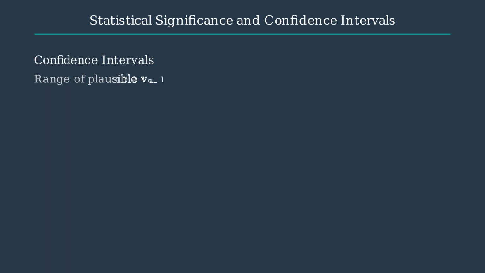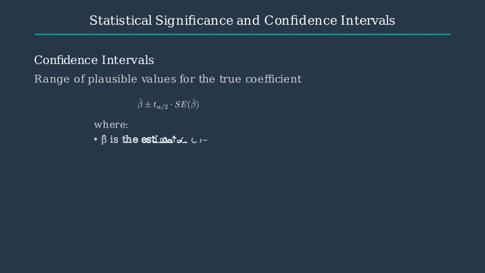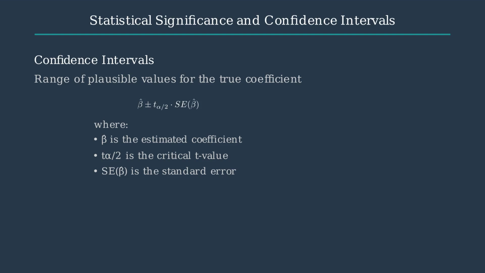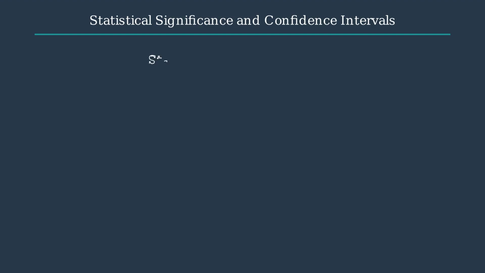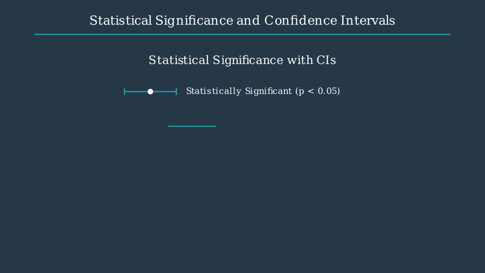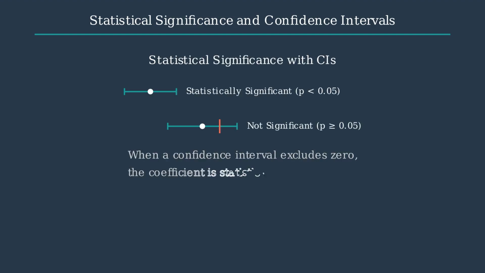Confidence intervals provide a range of plausible values for the true regression coefficient. A confidence interval is calculated using the estimated coefficient plus or minus a critical value times the standard error. The critical value depends on the desired confidence level, typically 95%, and the sample size. A confidence interval helps visualize statistical significance. When the interval excludes 0, we have a statistically significant result.